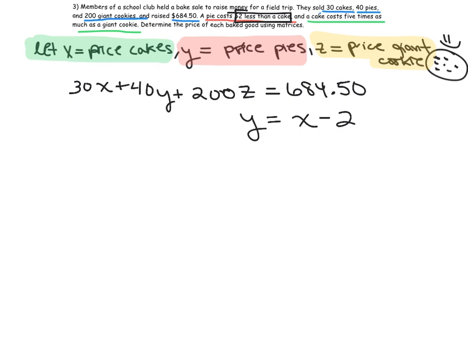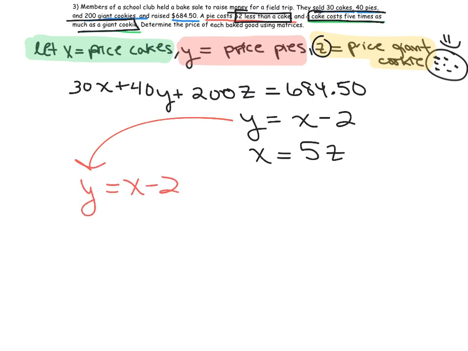And then lastly here, we have a cake costs 5 times as much as a giant cookie. So we have the cake, which was x, costs 5 times as much as the giant cookie, which was z. Okay, so let's create our system of equations by turning this into our augmented matrix. So we first know we can adjust our equation here. My y equaling x minus 2, I'm going to rewrite by subtracting the x onto the other side. So I'll have negative x plus y plus technically 0z is equal to negative 2.